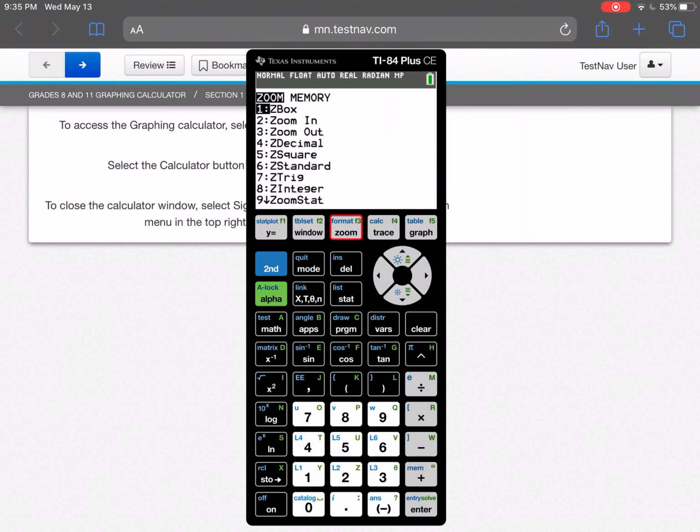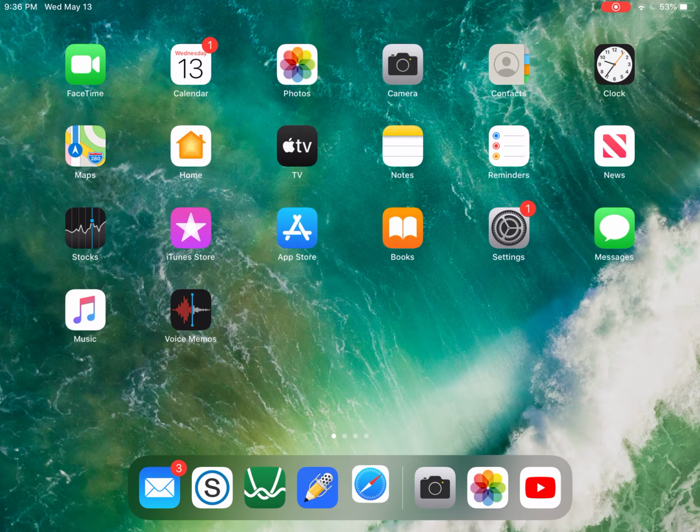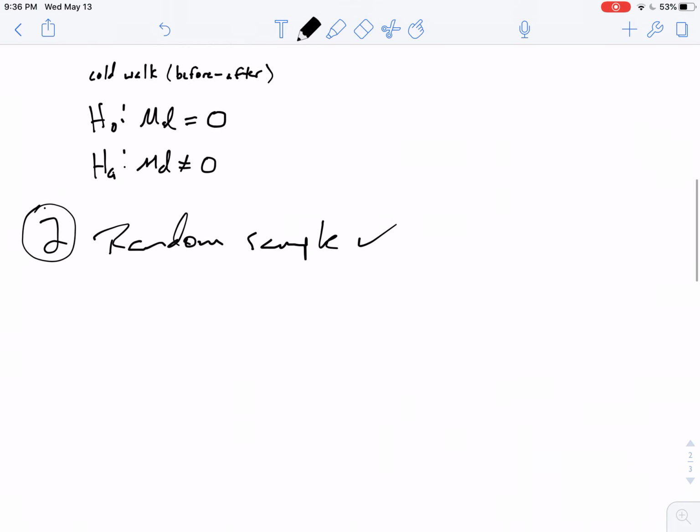All right, and then we can hit zoom stat, and that's going to give us a pretty good picture of the box plot. Again, what I'm looking for is no outliers and hopefully some rough symmetry. So this does not show outliers, which is good. And it's pretty symmetric. The two whiskers are very close in length. The median's not quite in the middle of the box, but I would say it certainly doesn't have a heavy skew. All right, so let's summarize that.